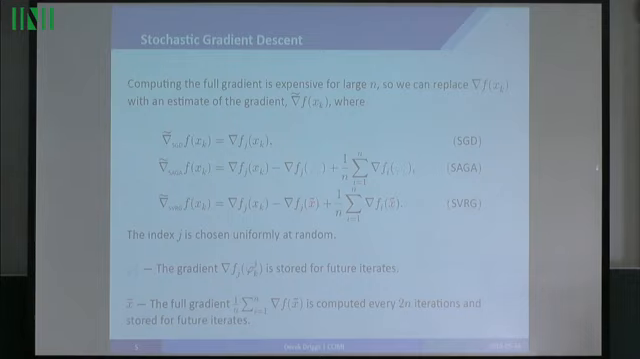And so here are three different examples of stochastic gradient descent methods that use different gradient estimates. And the two important ones for us are Saga and SVRG.